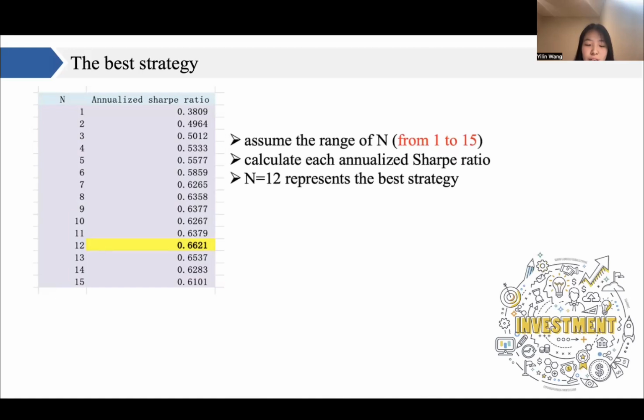And firstly, we assume that the rank N is from 1 to 15 and calculate each annualized Sharpe ratio of industry momentum. Through calculation, the annualized Sharpe ratio peaks when N is equal to 12, which represents the best strategy.